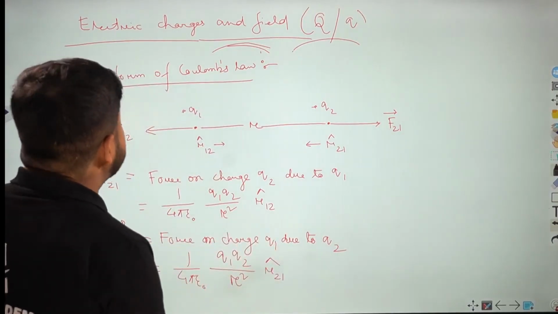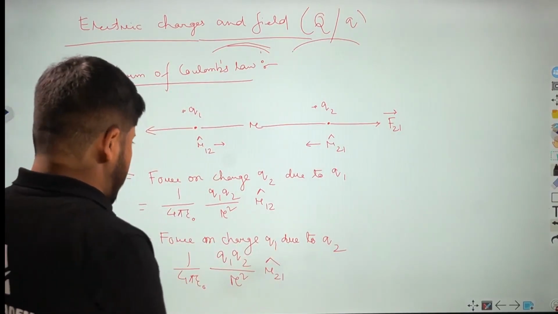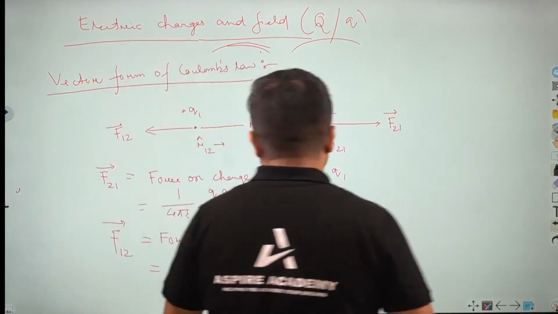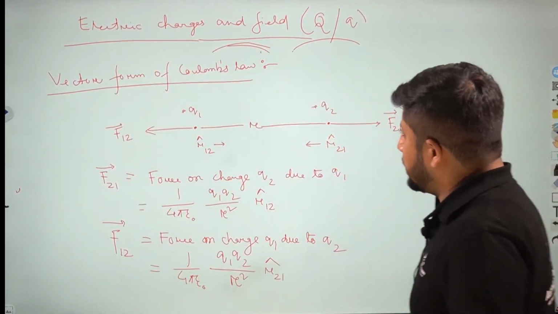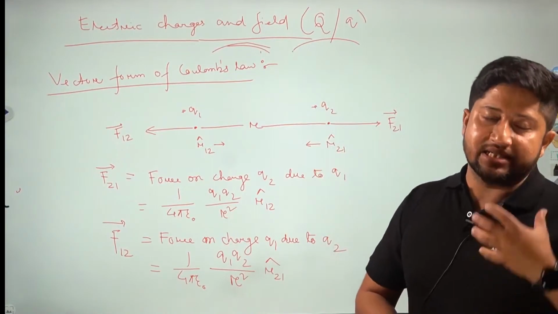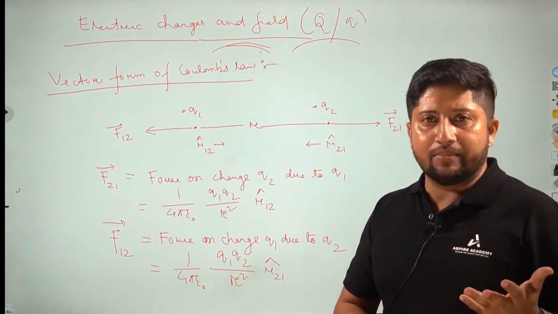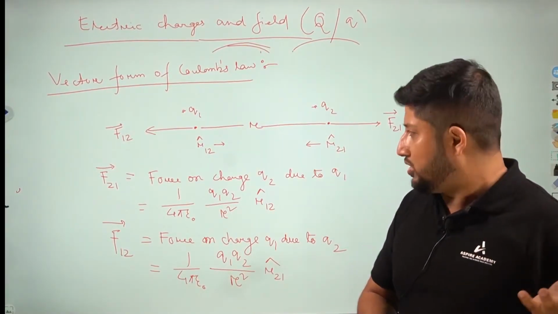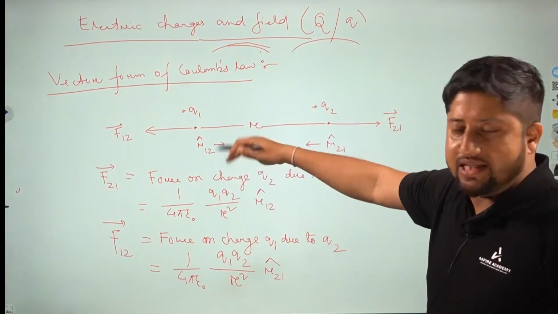So this is the vector form of Coulomb's law. We can represent it as a vector. So vectorially, how can we represent Coulomb's law? Coulomb's law is nothing but what? We already discussed Coulomb's law. Now, how can we represent it?